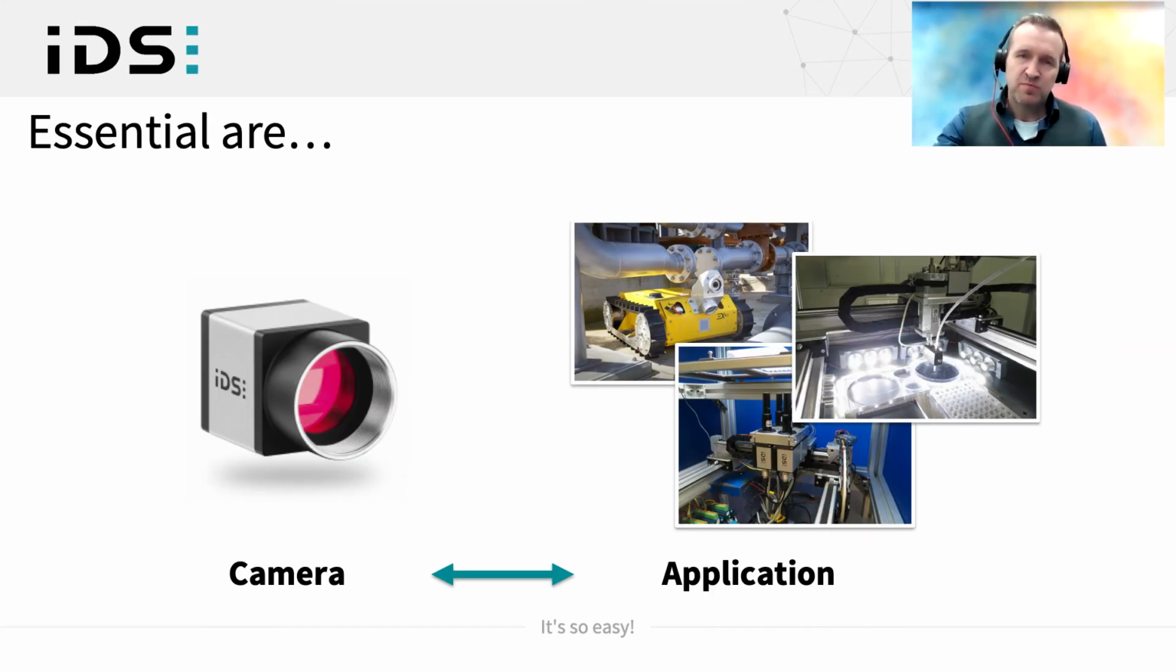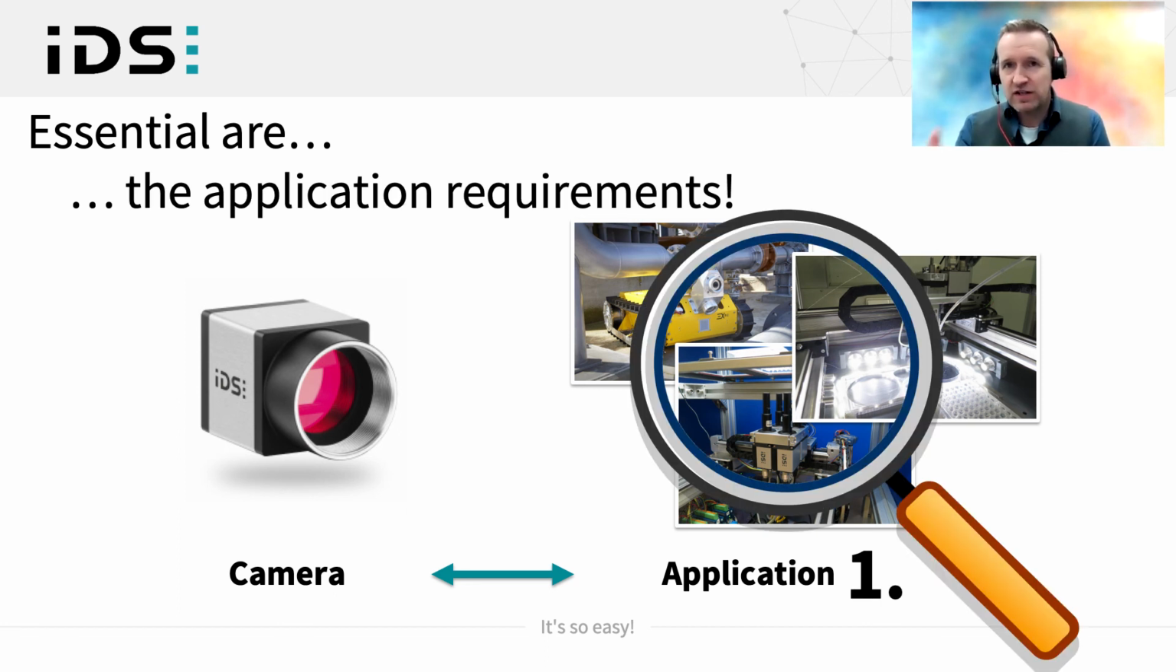So before evaluating a camera's features, it is essential to first check the requirements of the application. Only these give weight to the camera features. So think about what the camera is actually supposed to do, who will work with it, in which environment it will be used, or whether you might need a special customization.